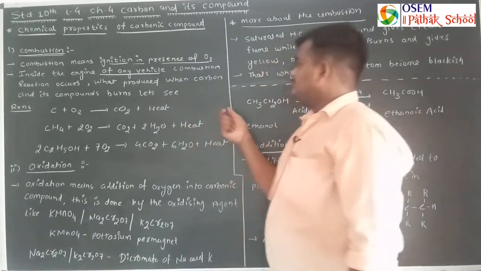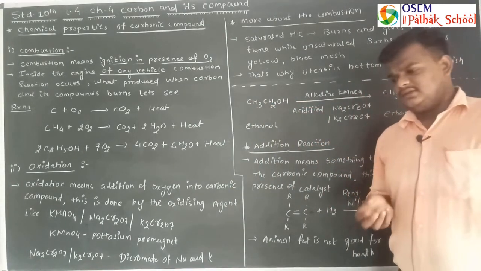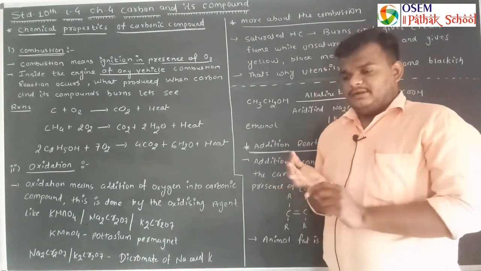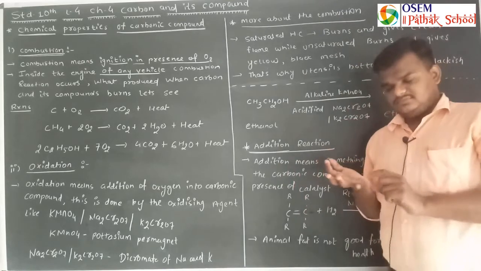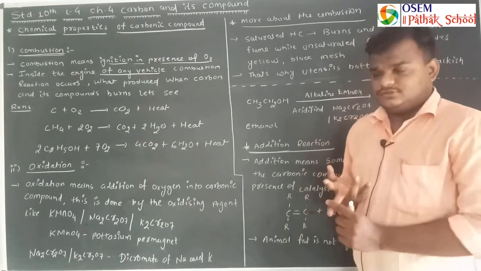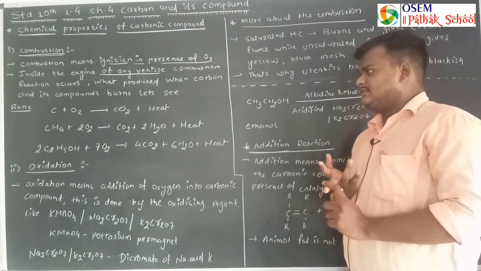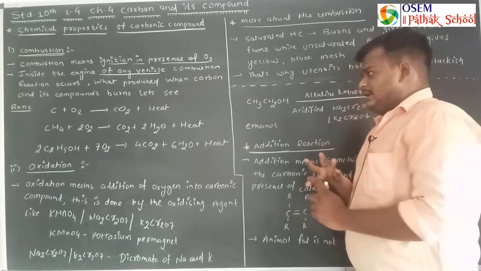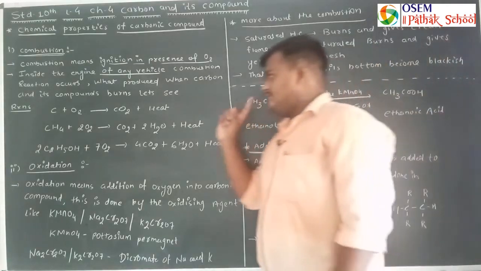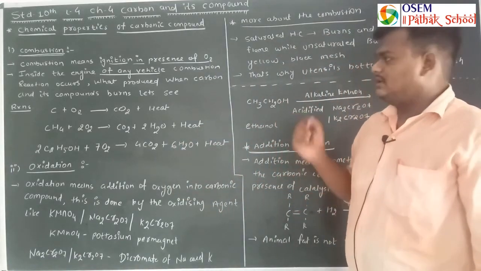And what is produced when carbon and its compounds burn? In any carbon compound, we can include petrol, diesel, kerosene, naphtha and coal. All the carbon compounds, wood is also considered. So what happens when any carbon compound burns in the presence of oxygen? What happens in the case of combustion?